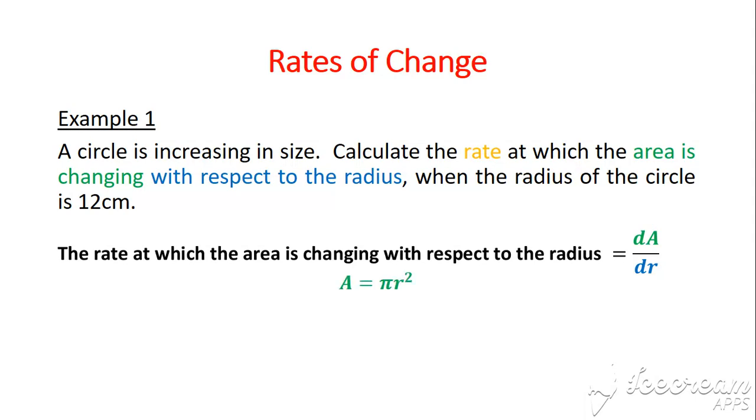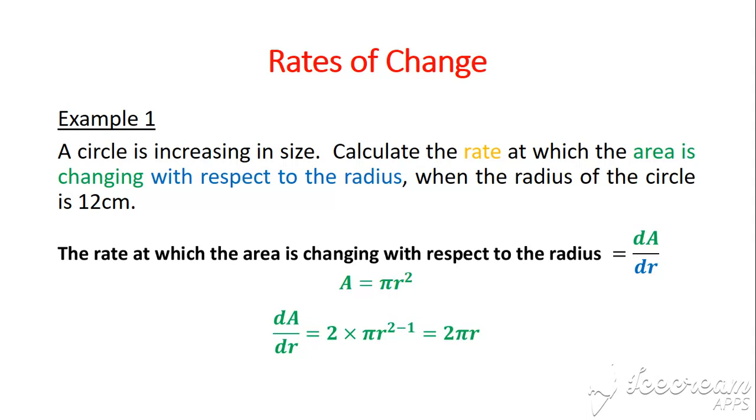So we're going to write the area rule down. The area of a circle is pi times radius squared. And we're going to now calculate dA/dr, the gradient of the area rule. So here's what happens. The 2 comes out the front, times by the pi, and then the r squared drops down by a power of 1. We take 1 off the power, and this will simplify down to 2 pi r.